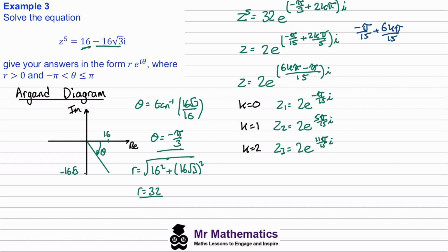So if we let k equal negative 1, then our fourth solution will be 2e to the negative 6 pi minus pi, which will give us negative 7 pi over 15i. And then when k equals negative 2, that will be negative 12 pi minus another 1, so minus 13 pi over 15i. So these are our 5 solutions. Okay?